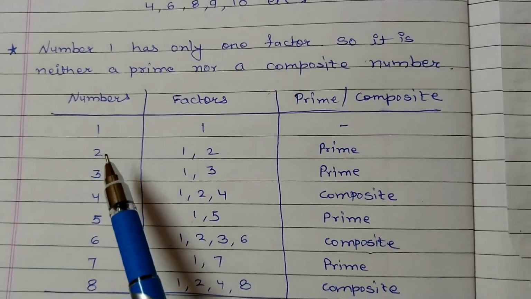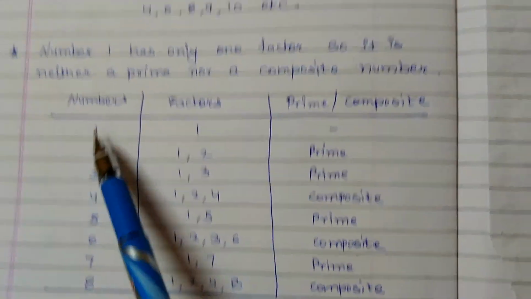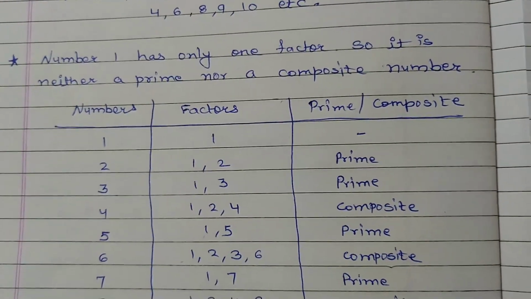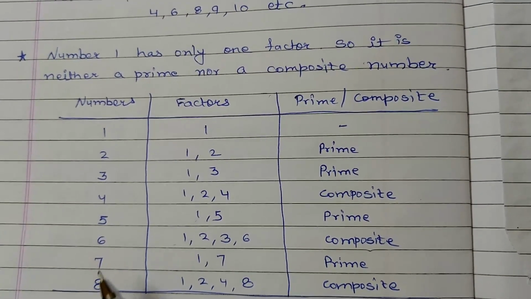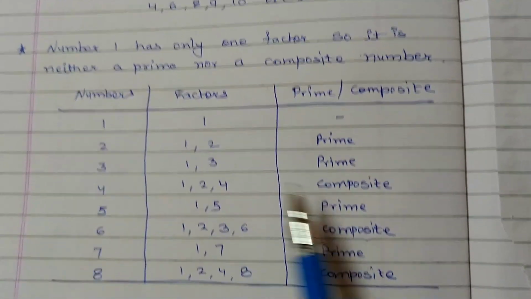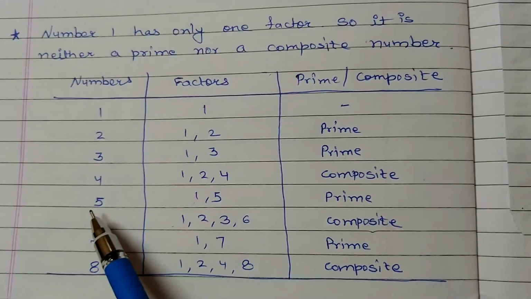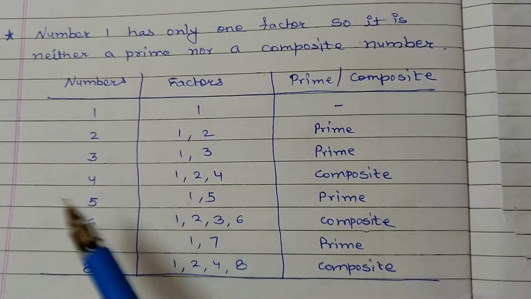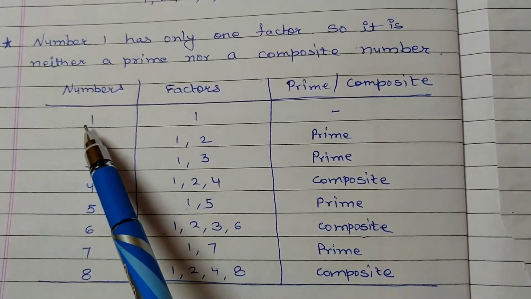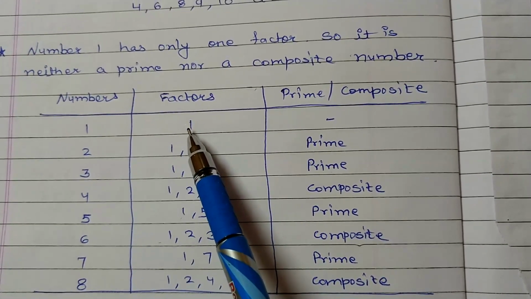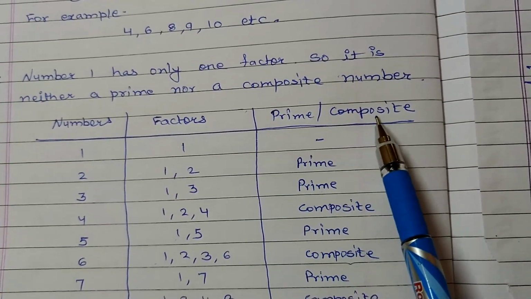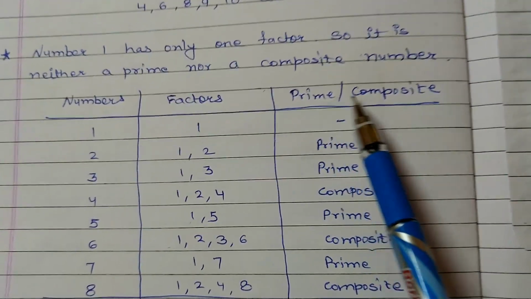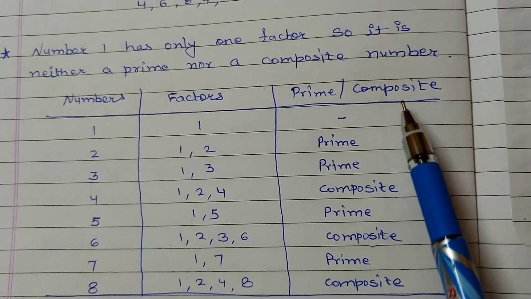Now in this table you can see I have written the numbers from 1 to 8. Now I will write the factors of all these numbers, and accordingly we will find that these are prime numbers or composite numbers or something else. So first if I take number 1, its factor is only 1. So it is not in any category. It's neither a prime number nor a composite number.